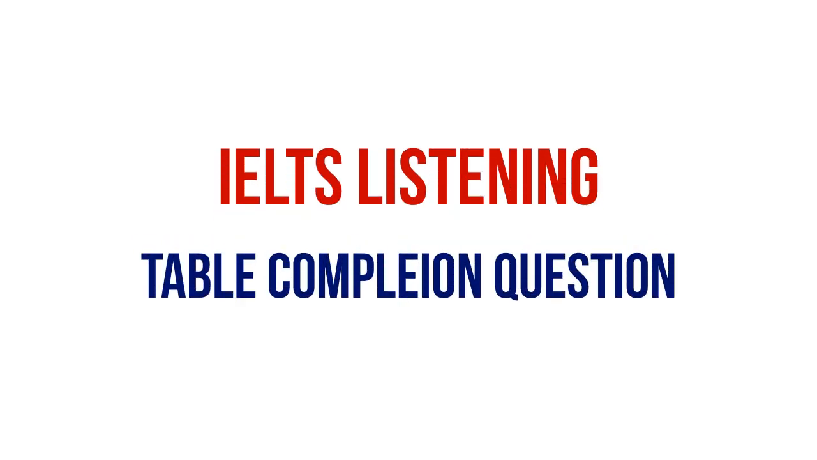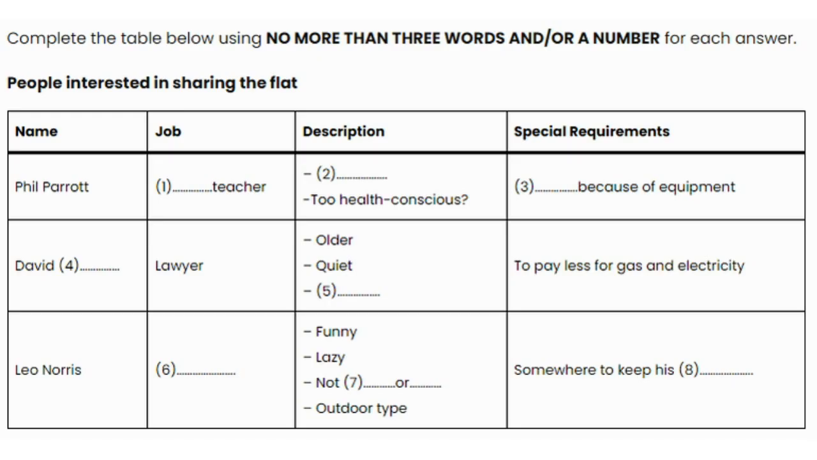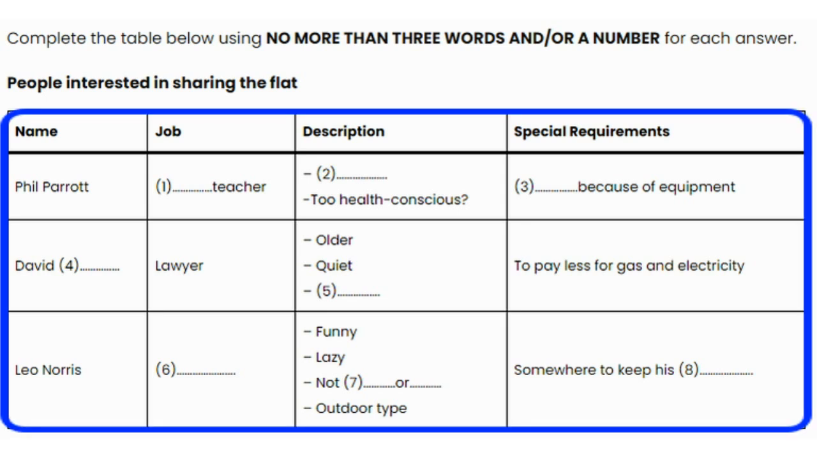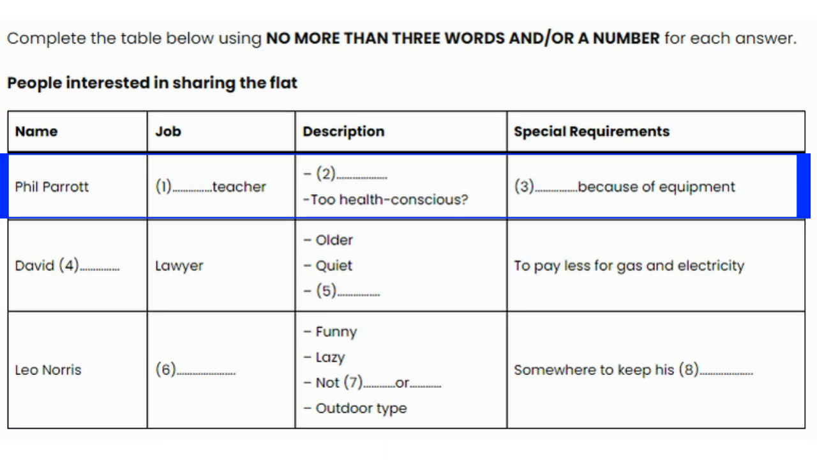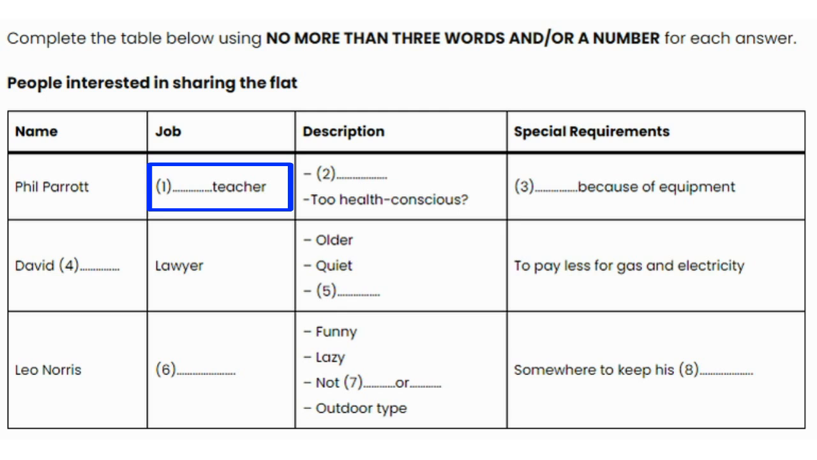So today we'll be doing table completion. This is what table completion is like. You have a table, you have columns, you have rows, and you have questions. Now, table completion is one interesting question type that is easy to go about if you know the strategy.